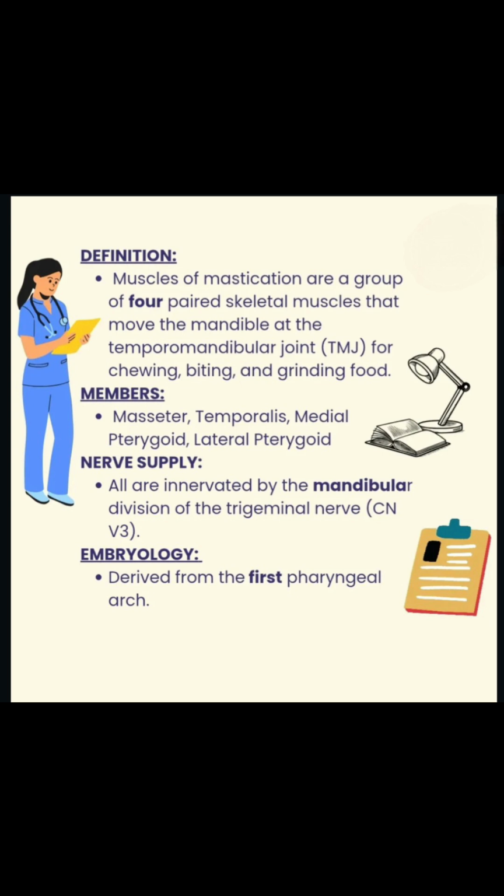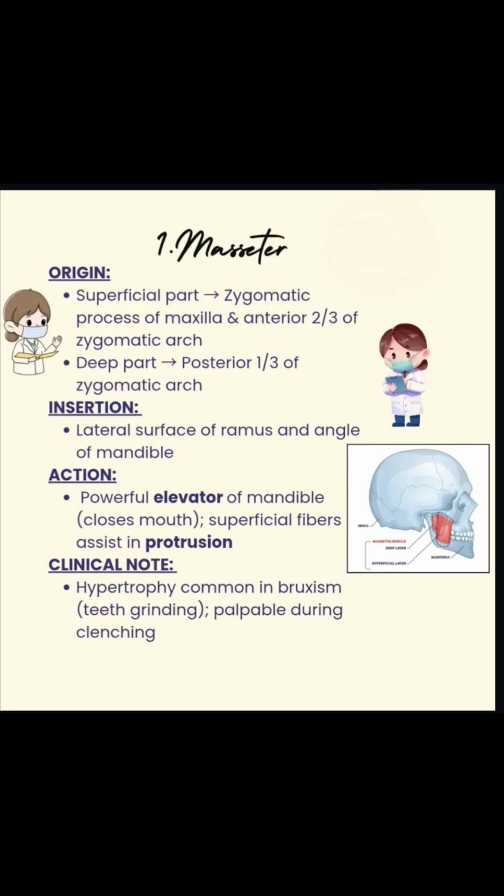They are divided into four: masseter, temporalis, medial pterygoid, and lateral pterygoid. All of them are innervated by the mandibular division of the trigeminal nerve, and they are derived from the first pharyngeal arch. Let's continue with the very first muscle of mastication, the masseter muscle.